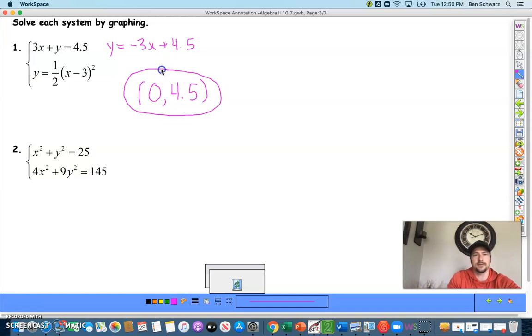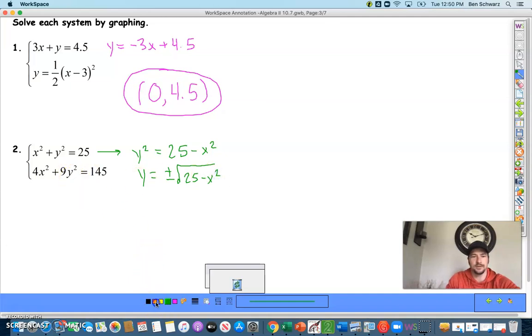All right, so then we get to the second one. It can be a little more tricky. So again, first step, solve for y. On this first one, I would move the x squared over. So y squared equals 25 minus x squared. And then I would square root both sides. Remember, we square root, we get a plus and a minus. And then 25 minus x squared.